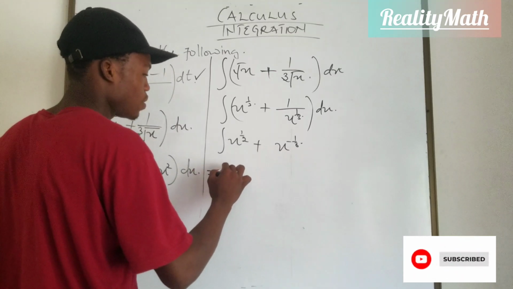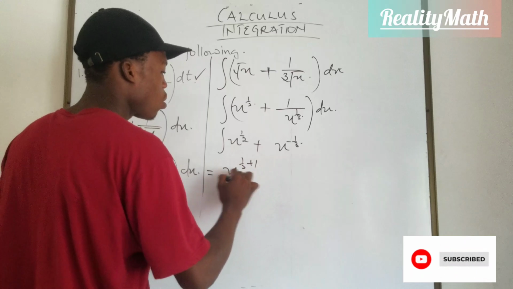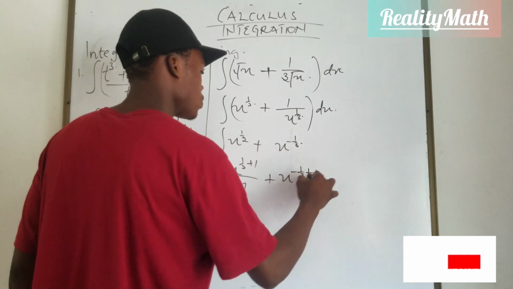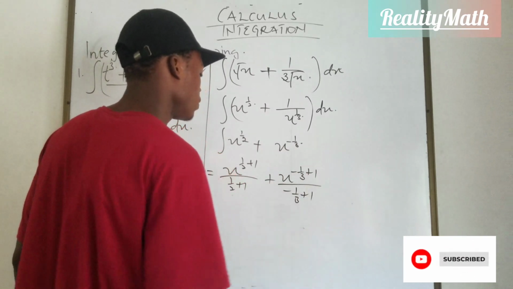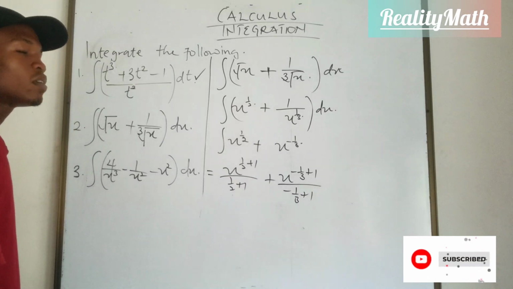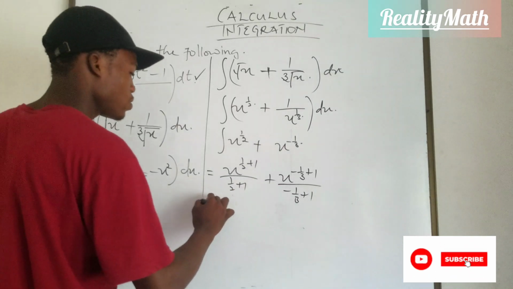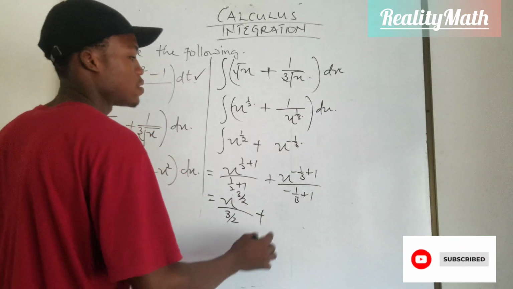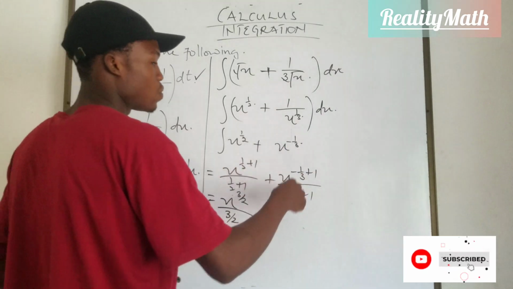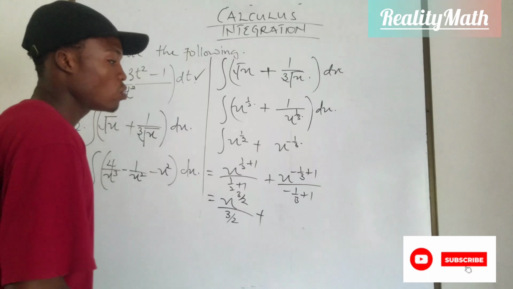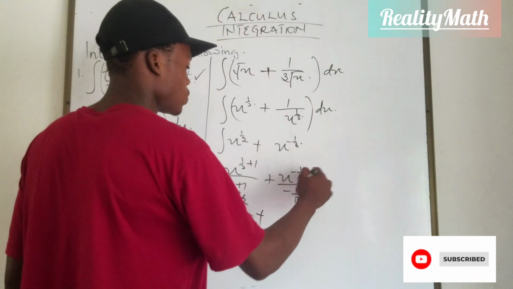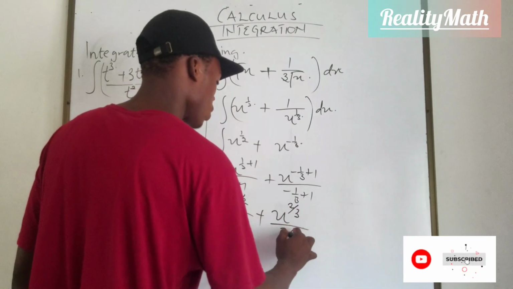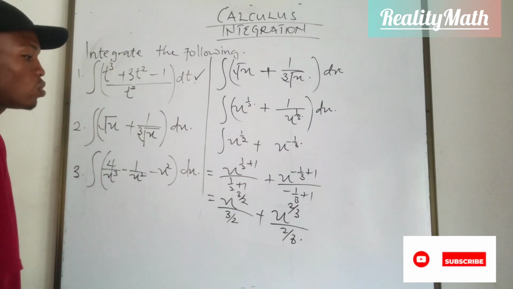What are you going to have? You're going to have x to the power half plus 1 all over half plus 1, plus x to the power negative 1 on 3 plus 1 all over negative 1 on 3 plus 1. So half plus 1 is what? We are going to have x to the power 3 on 2 all over 3 on 2, plus x to the power minus 1 on 3 plus 1 all over negative 1 on 3 plus 1. So this one gives us what? x to the power 2 on 3 all over 2 on 3. Okay, so let's see.